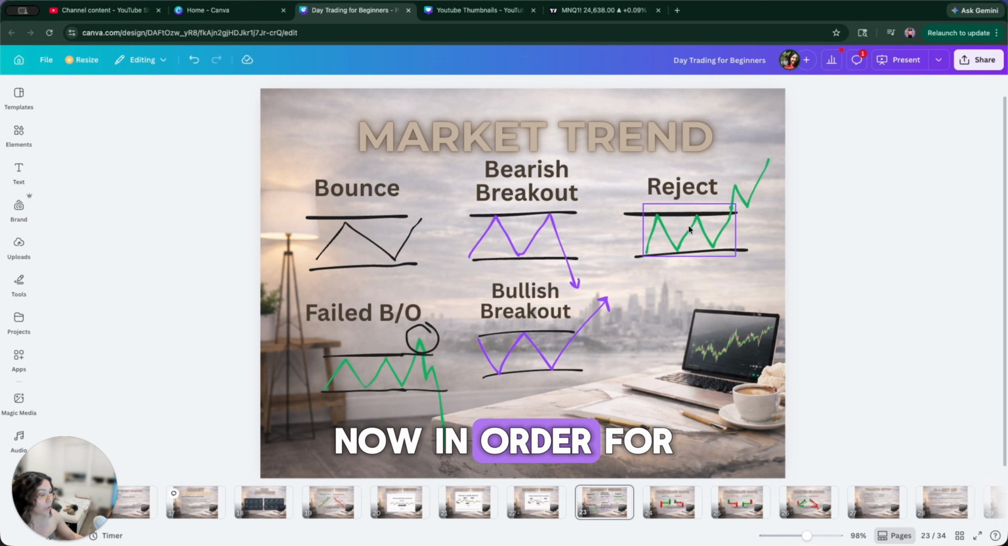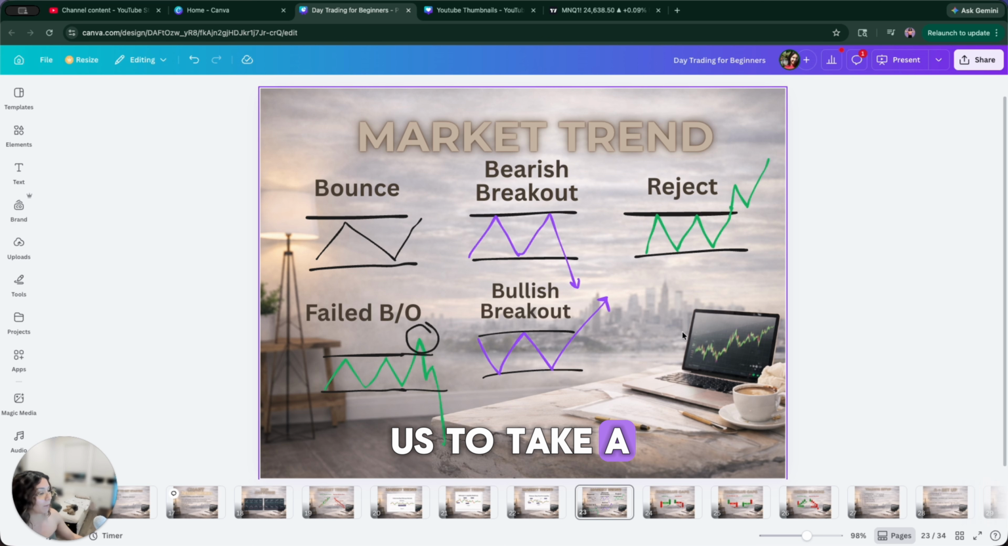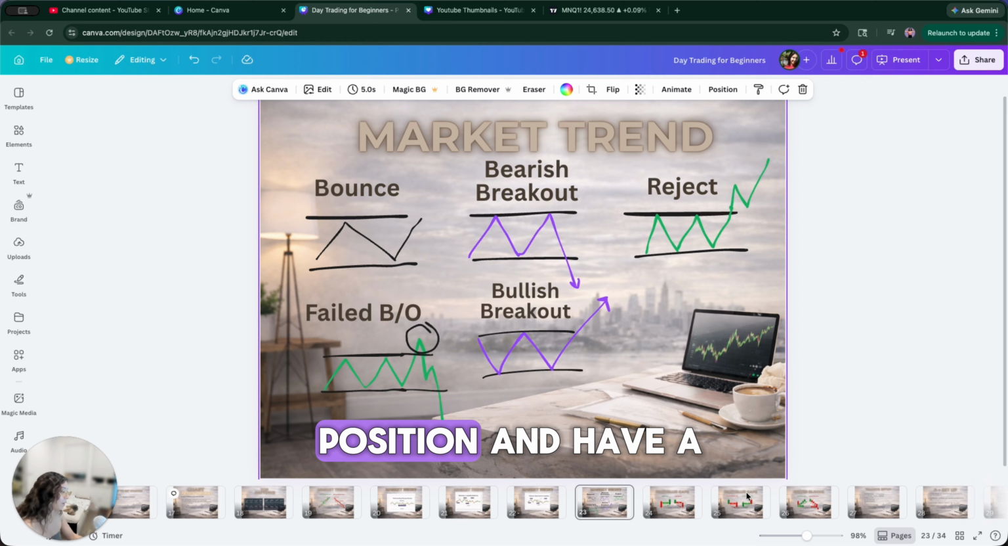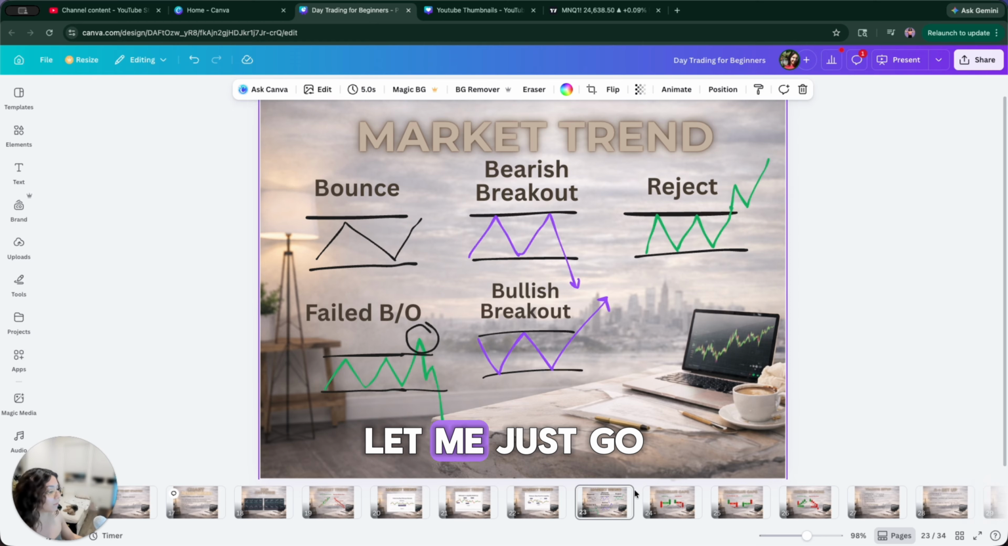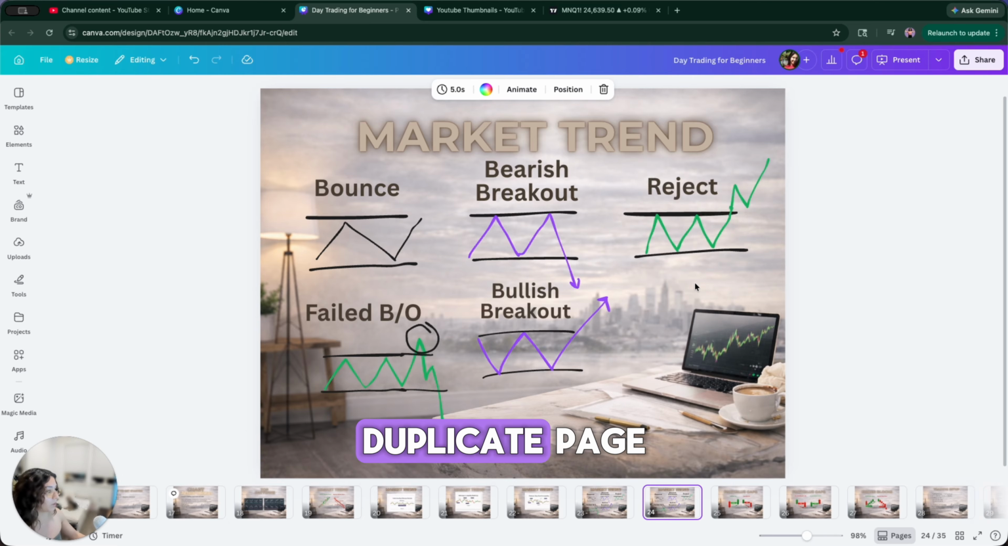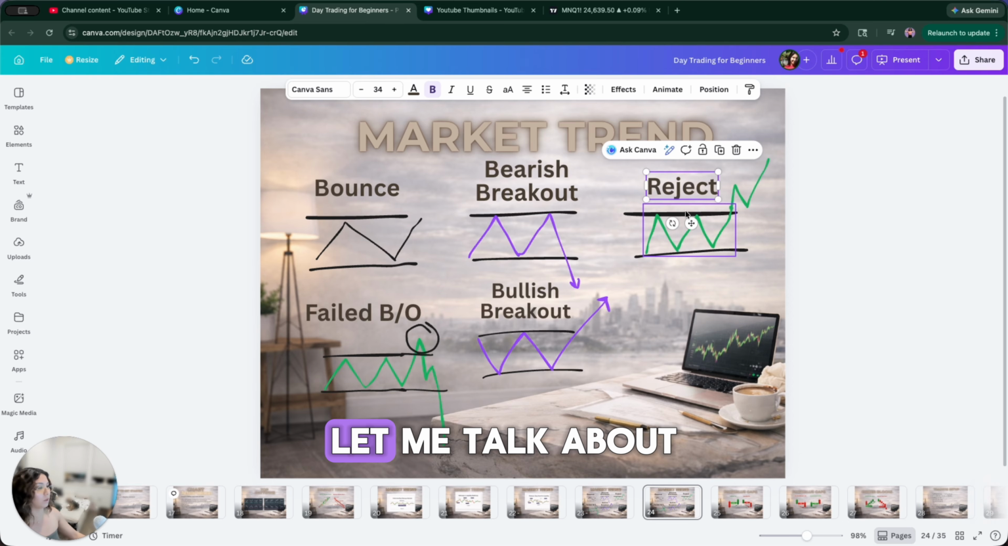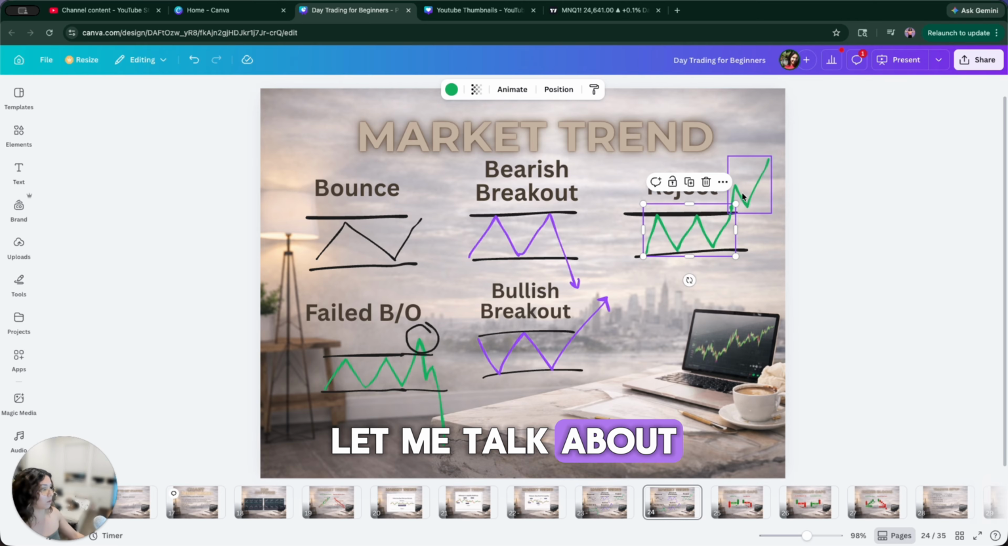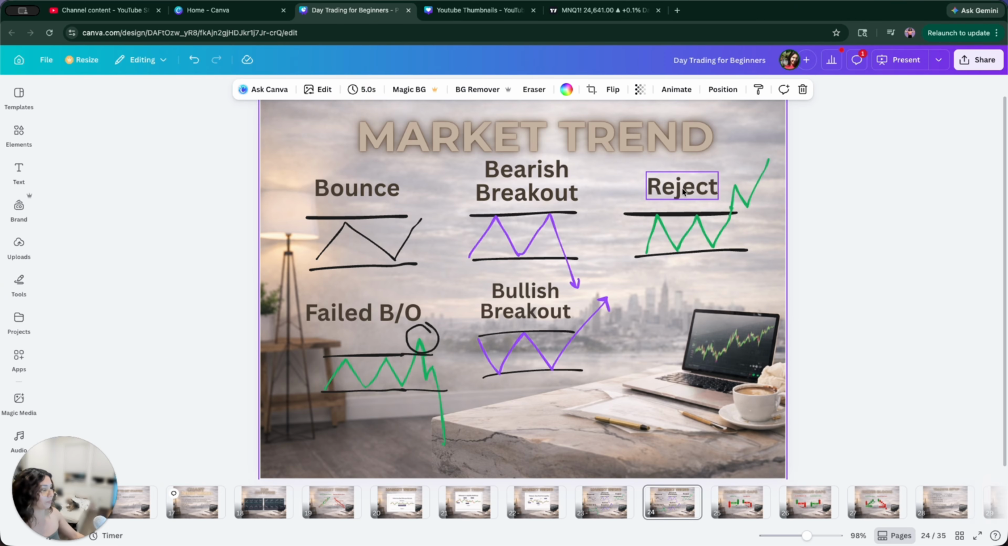Now, in order for us to take a position, let me just go over one more scenario here. Duplicate page. Let me talk about an entry.